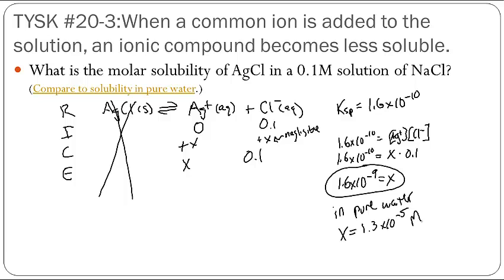So adding a common ion can have an enormous impact on the solubility of a salt in solution, right? 1.3 times 10 to the minus 5th versus 1.6 times 10 to the minus 9th, just by adding in 0.1 molar NaCl. Now, this makes sense if you think about it in terms of Le Chatelier.